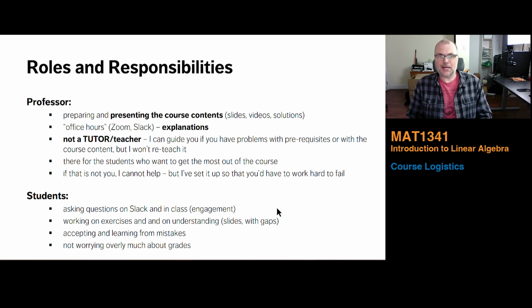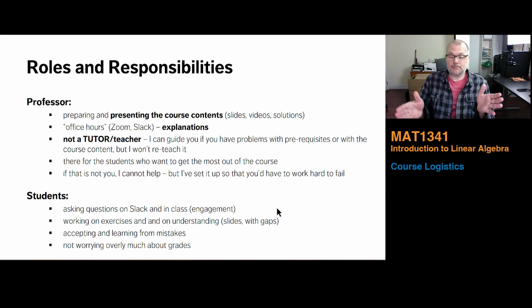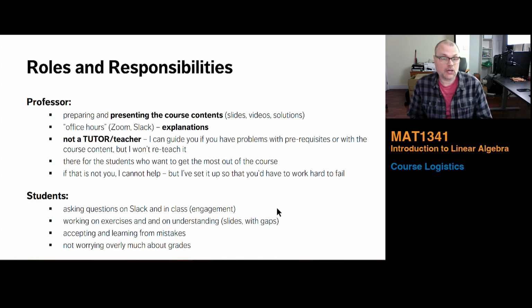Another thing that I'm not is a tutor. I am not a teacher. You'll say that's a bit odd. Yeah, a teacher and a professor, different things. I can guide you if you have problems with the prerequisites. I can guide you if you have problems with the course content. But I am not reteaching the material. I'm not re-presenting it. That's important for you to understand. You have to do some of that work on your own. Thankfully, you do have options there for office hours. You have a drop-in center, which I'll talk about shortly as well.